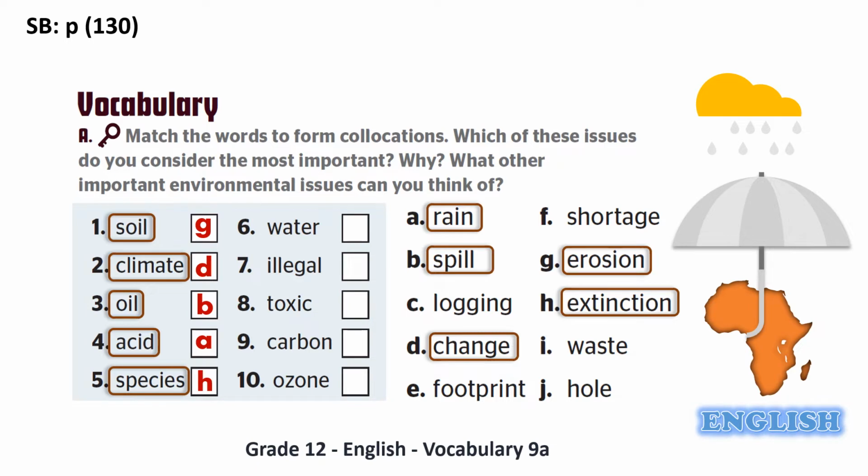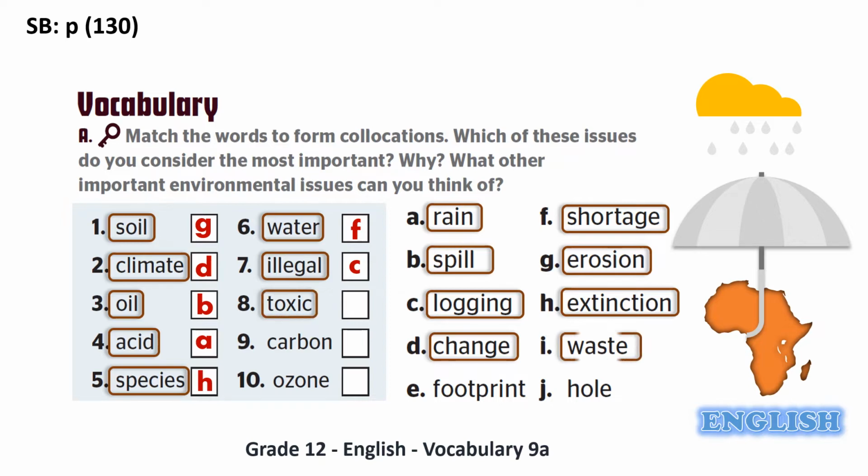And to describe the lack of access to clean fresh water, we talk about water shortage. So letter F is the answer for number 6. And people will talk about illegal logging, which is when people violate the national regulations for cutting down trees. They are committing this crime of illegal logging. So letter C is the answer for number 7. And when chemicals which pollute the air and contaminate the soil and water are thrown away, they are considered toxic waste. So letter I is the answer for number 8.